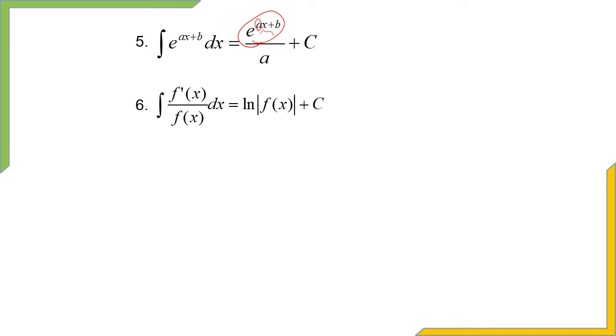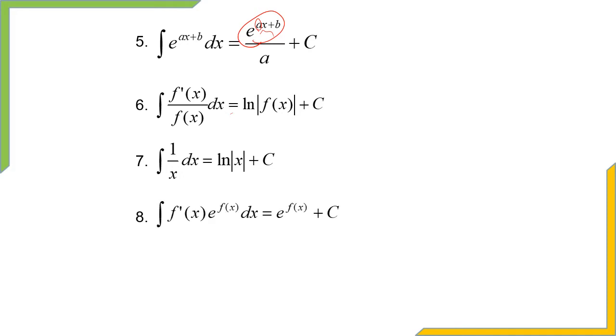And then number 5, we have e to the power of ax + b. You just copy back everything, the question, and then divide by the coefficient of x, or the derivative of ax + b. Number 6, integration of f'(x) over f(x) with respect to x is directly equal to natural log of absolute f(x) plus c. So this comes from the differentiation formula. And then integration of 1 over x with respect to x is directly equal to natural log of absolute x plus c. And number 8 is integration of f'(x) multiplied by e to the power of f(x), which is directly equal to e to the power of f(x) itself plus c.